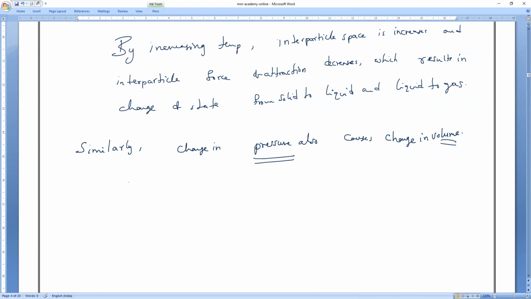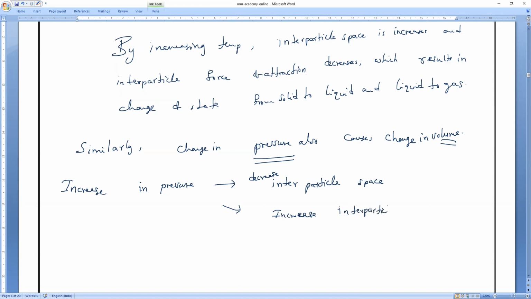So if I increase the pressure, what will it cause us? Decrease in volume or increase in volume? Everybody. Decrease in volume. Increase in pressure will cause what, guys? Two changes will take place. First change, decrease in what? Decrease in volume. Interparticle space decreases. What increases? Sir, force of attraction. Interparticle forces increase.